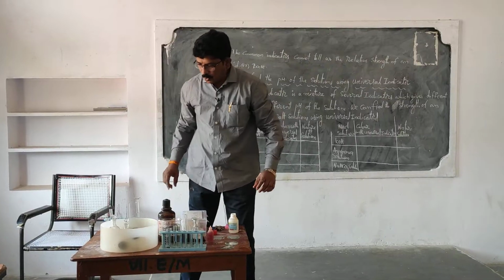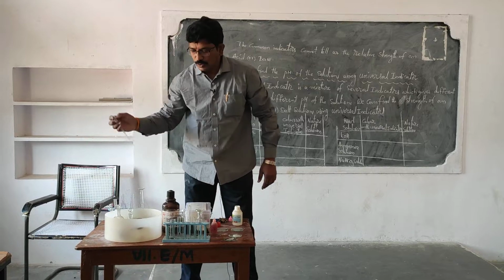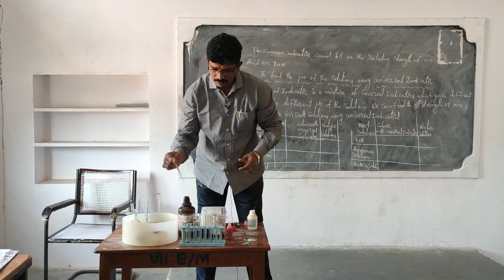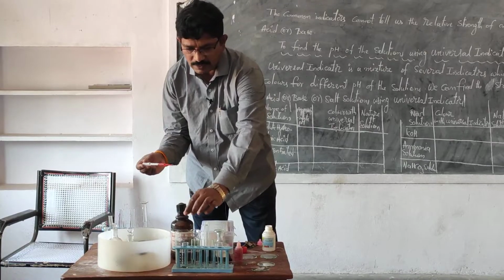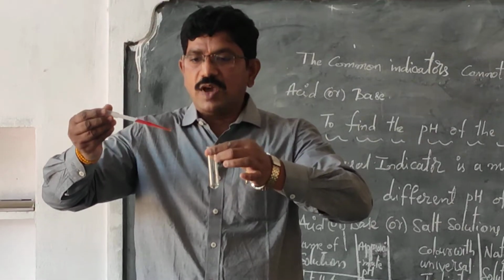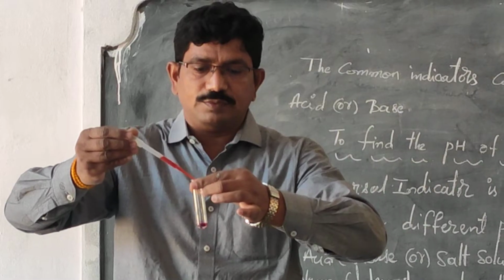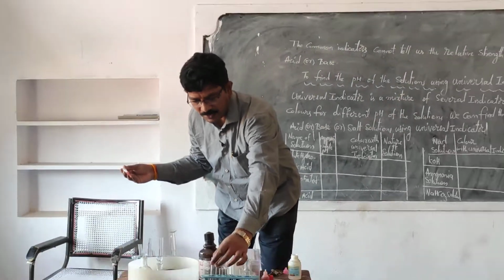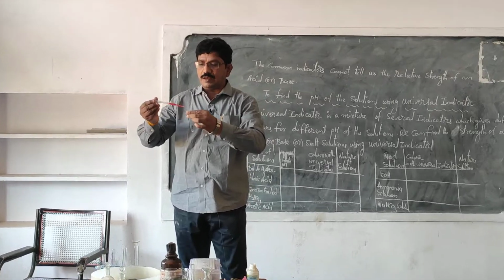Now, what I am doing, I am adding universal indicator to the three solutions. This is the universal indicator. First, I added universal indicator to the concentrated sulfuric acid. Observe the change. Okay, I am keeping it here. Next, I am adding it to the diluted one also.